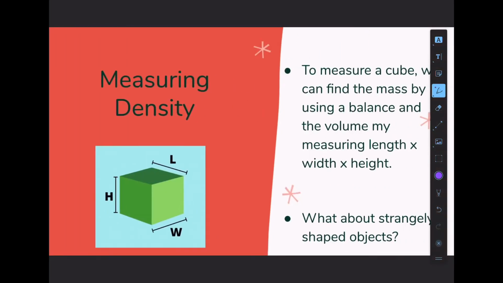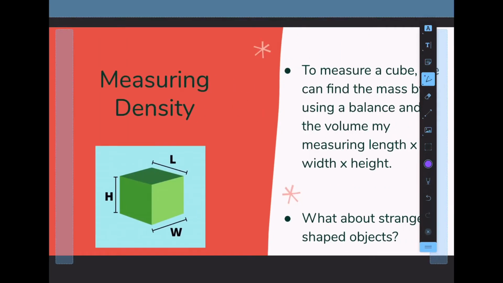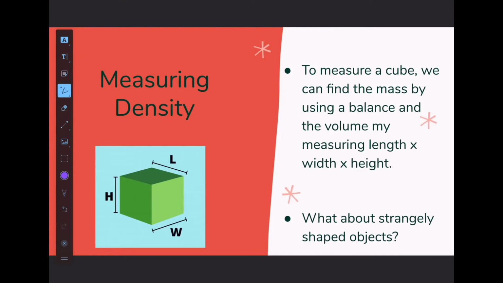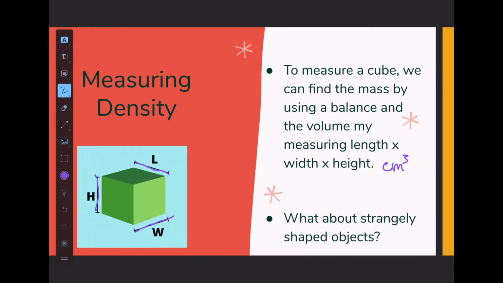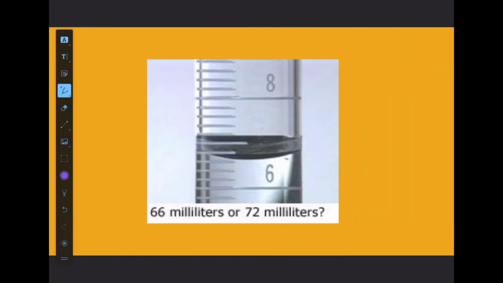When we measure density, if you're trying to find the volume of a cube, you're going to use a balance to find your mass, and then you take your length, width, and height and multiply those together to find your volume, which will be in cubic centimeters, generally speaking. But if you have an object that's shaped oddly, like a sphere or something with an irregular shape, you're going to end up using water displacement.